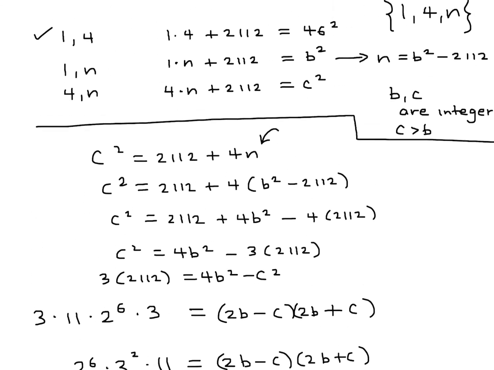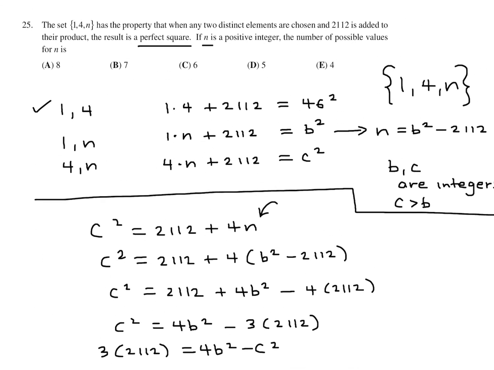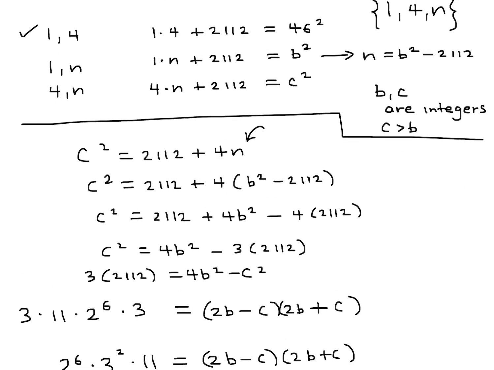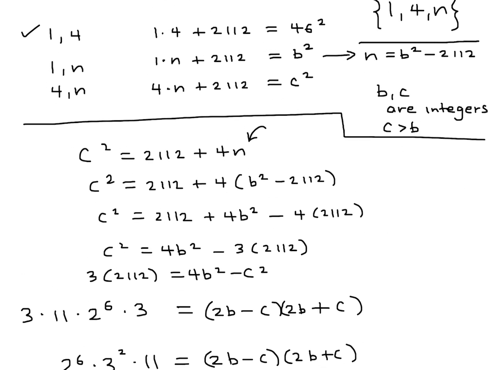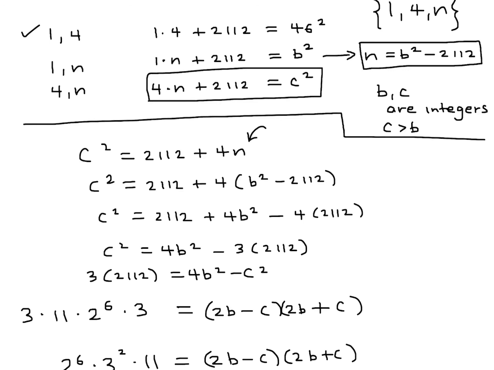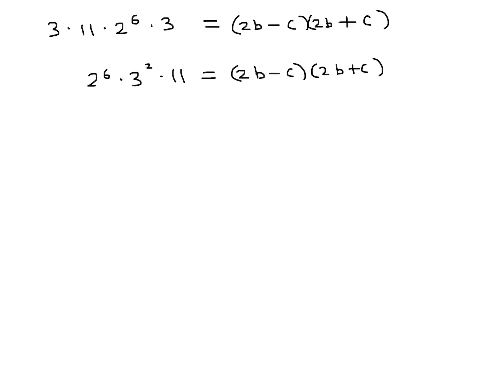Now before we move forward, let's remind ourselves what it is we're trying to find. We're trying to find n, right? The value of n. And n is basically, we isolated it as follows: it's b squared minus 2112. So we have to sort of figure out values for b here, or values for c, because c is also an equation involving n. If we can figure out the value of b and c, we'll be able to figure out values of n. All right, so I just wanted to go back and make that clear.